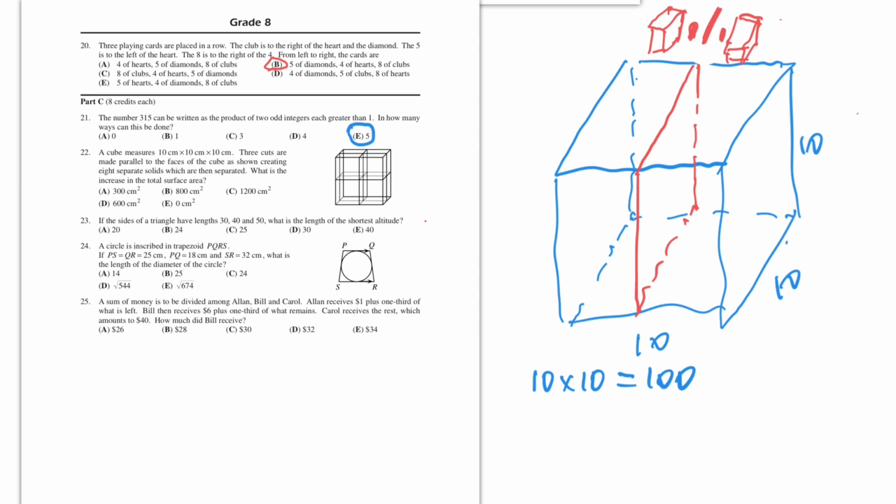When we cut off, increase the surface. That means increase the 100 by 2. So 200, that's the 1 cut. If we do the 3 cuts, so that means the 1 cut increases 200. 3 cuts will increase the 200 times 3. That's the 600. So the answer is D.